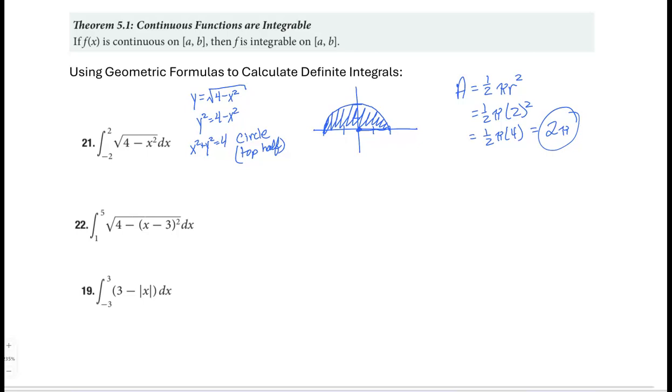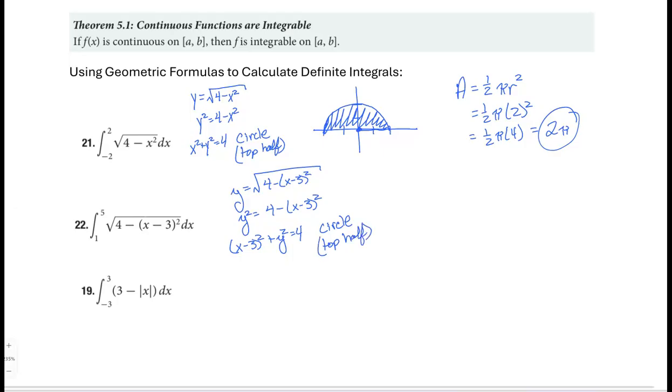Let's look at that next one. We're integrating from 1 to 5. We need to know what this equation looks like. So I'm going to do the same thing. This is my function. Y equals the square root of 4 minus x minus 3 quantity squared. So I'm going to square both sides. I'm going to add this to the other side. Again, this guy's a circle. It is the top half because it's a positive square root there.